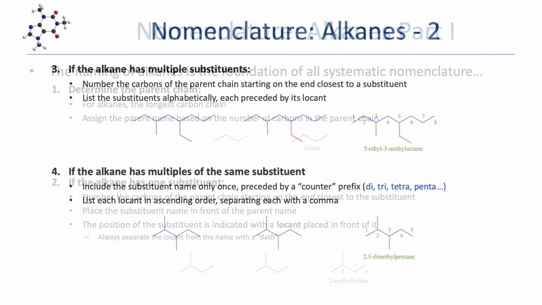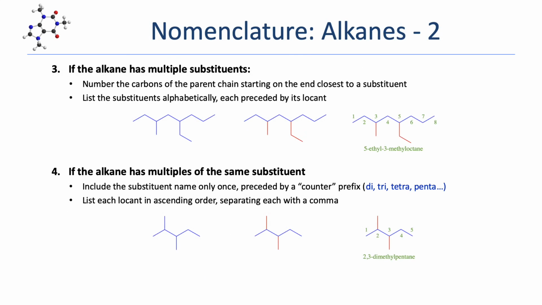Most of the remaining rules for generating systematic names for molecules deal with what happens when you have more than one substituent. So if you have multiple substituents, you're going to do the exact same thing. You're going to figure out what the parent chain is.